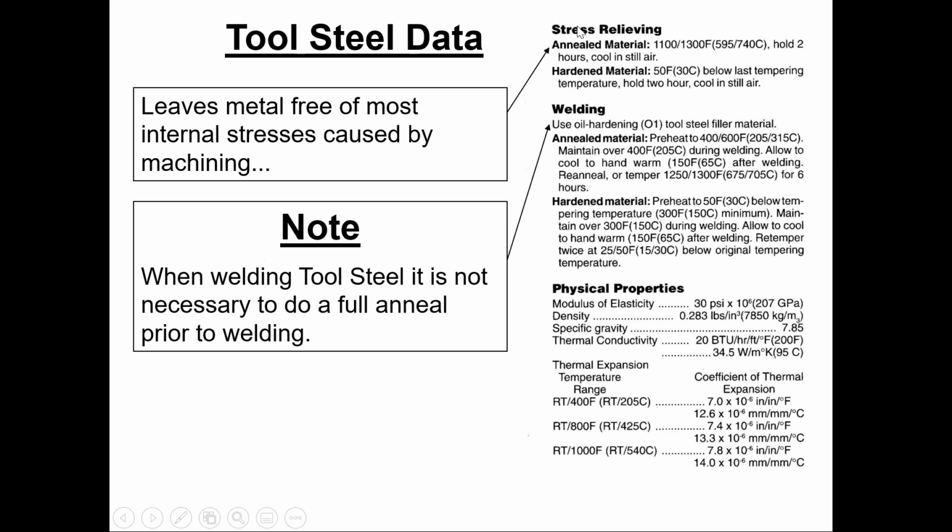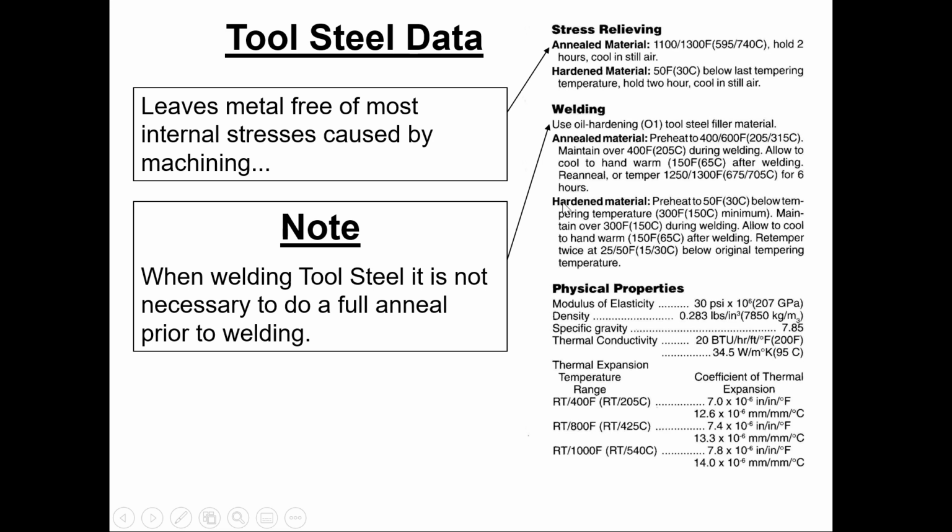Now you've got a difference when it comes to welding. You can weld annealed material, O1, and it tells you how to weld annealed material. We're going to preheat it to 400 to 600. Remember I said I'd have an oven in my shop at about 500 degrees and leave it there? Yeah, if I've got annealed material, I'm going to heat it up that high.